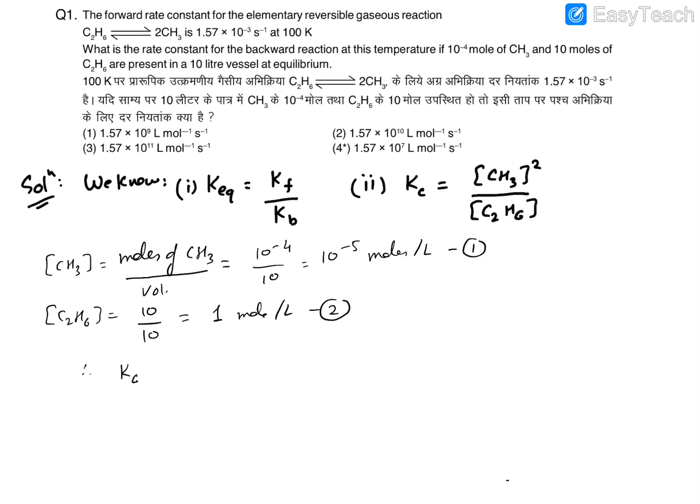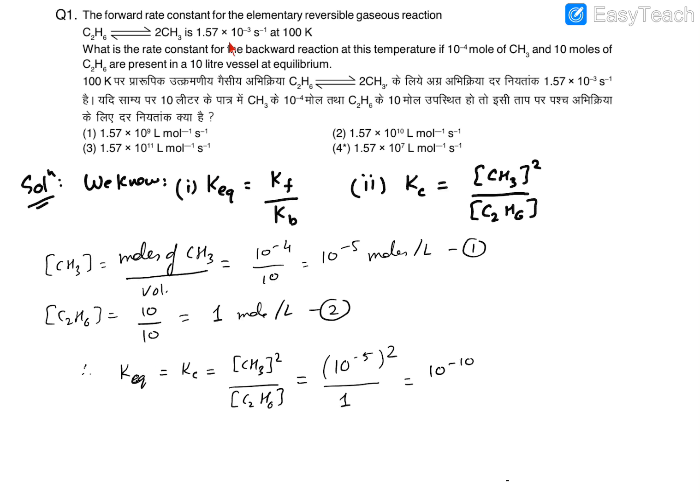Therefore, the value of equilibrium constant Kc is concentration of product, which is CH3 to the power 2, upon concentration of reactant, which is concentration of C2H6. Putting in the values, you have 10 to the power minus 5 square upon 1, which gives you K equilibrium, or Kc, as 10 to the power minus 10. So here we get the value of Kc.